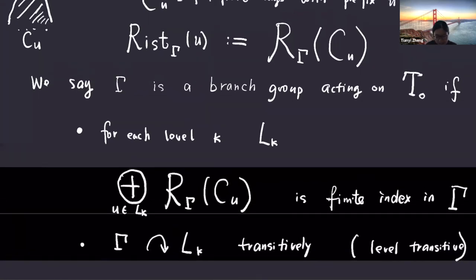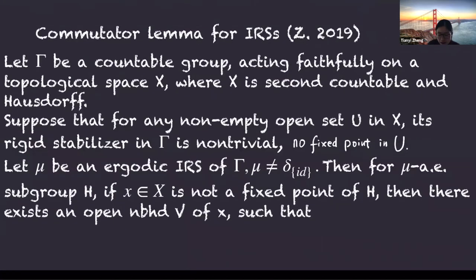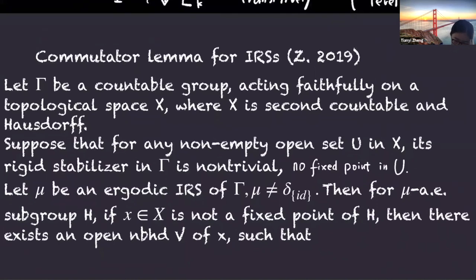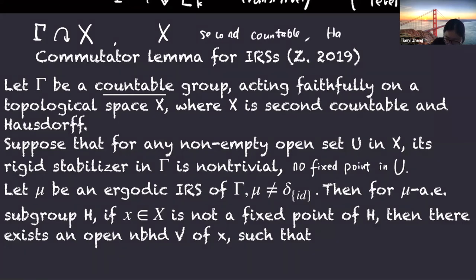Okay, so I hope you have seen that this classical lemma is useful for understanding normal subgroups. And for invariant random subgroups, there's a similar statement that I found about 2 years ago. It's really very similar to the classical one. The setup is that Gamma acts on X by homeomorphisms, and Gamma is countable. I always assume that the action is faithful. And for the reason of doing basic measure theory, I also assume that X is second countable so that you can use the countable base. And of course, it's always assumed to be Hausdorff.